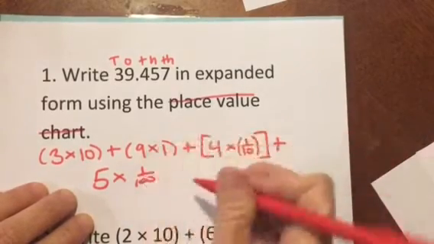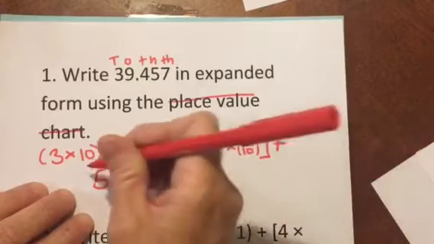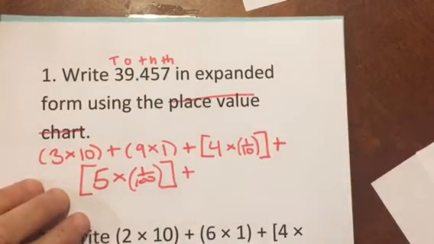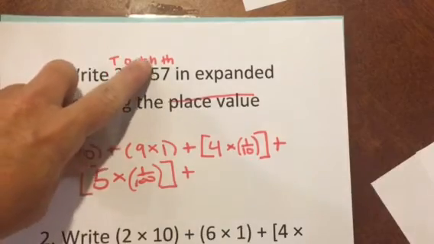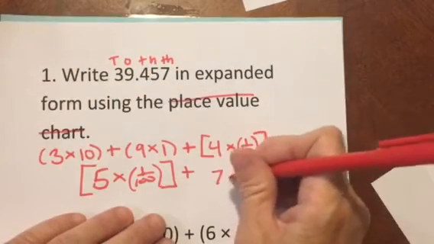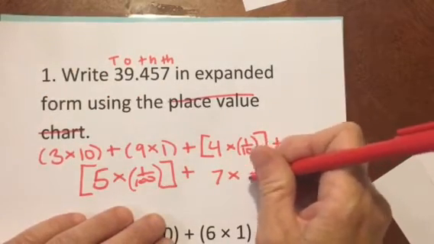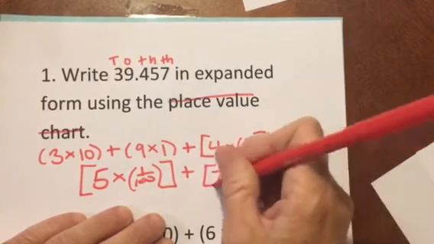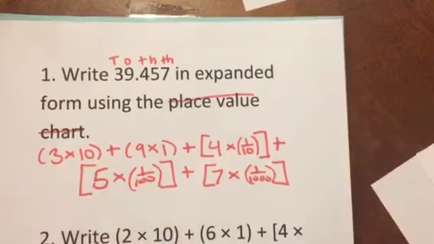And now let's remember that format. This is going to get parentheses, and this big thing's going to get brackets. Plus, I have 7 thousandths. So I have 7 thousandths, and then my format is that.